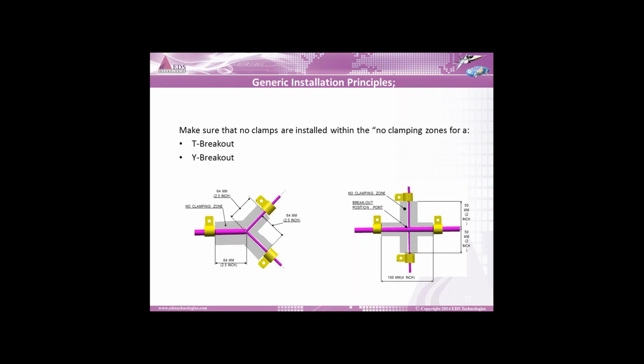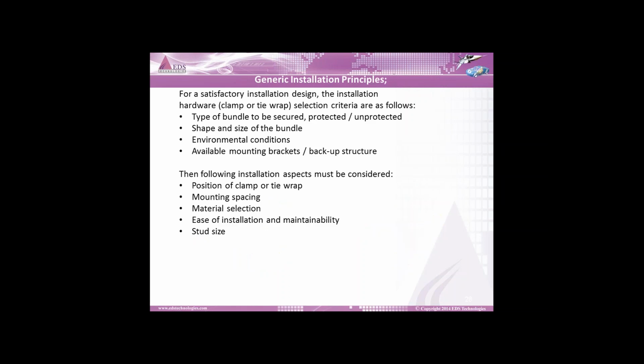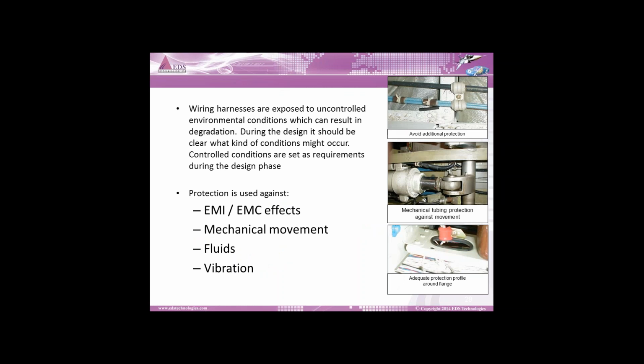Okay. In general installation, especially whenever you work on bundle protections, shape and size, environmental conditions, available mountings, and material are very important in terms of mounting space and installation maintainability, especially maintainability. Some of the effects for which the protection is used are EMI effects, EMC effects, mechanical movements, fluids, and vibrations. So these are some of the important parameters which you need to consider before you harness it.